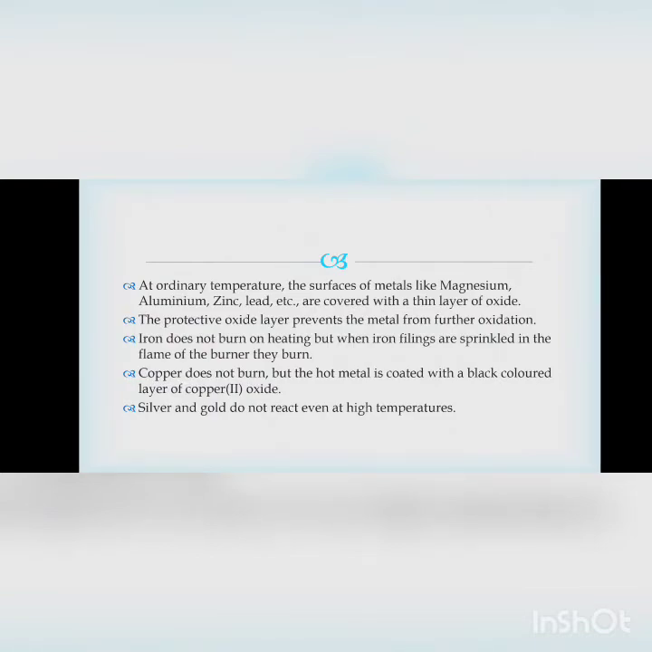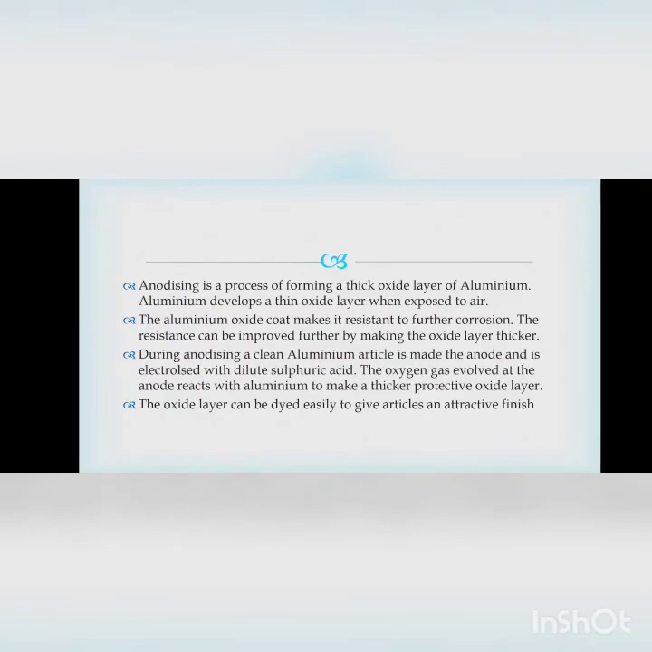यानी जब हम आयरन को वैसे जलाते हैं, हीट करते हैं, तो वो जलता नहीं है. बट अगर हम आयरन फाइलिंग्स उनको फ्लेम में फेंक दें तो ये जलने लग जाते हैं. Copper does not burn, but the hot metal is coated with a black colored layer of copper oxide. Silver and gold do not react even at high temperatures.